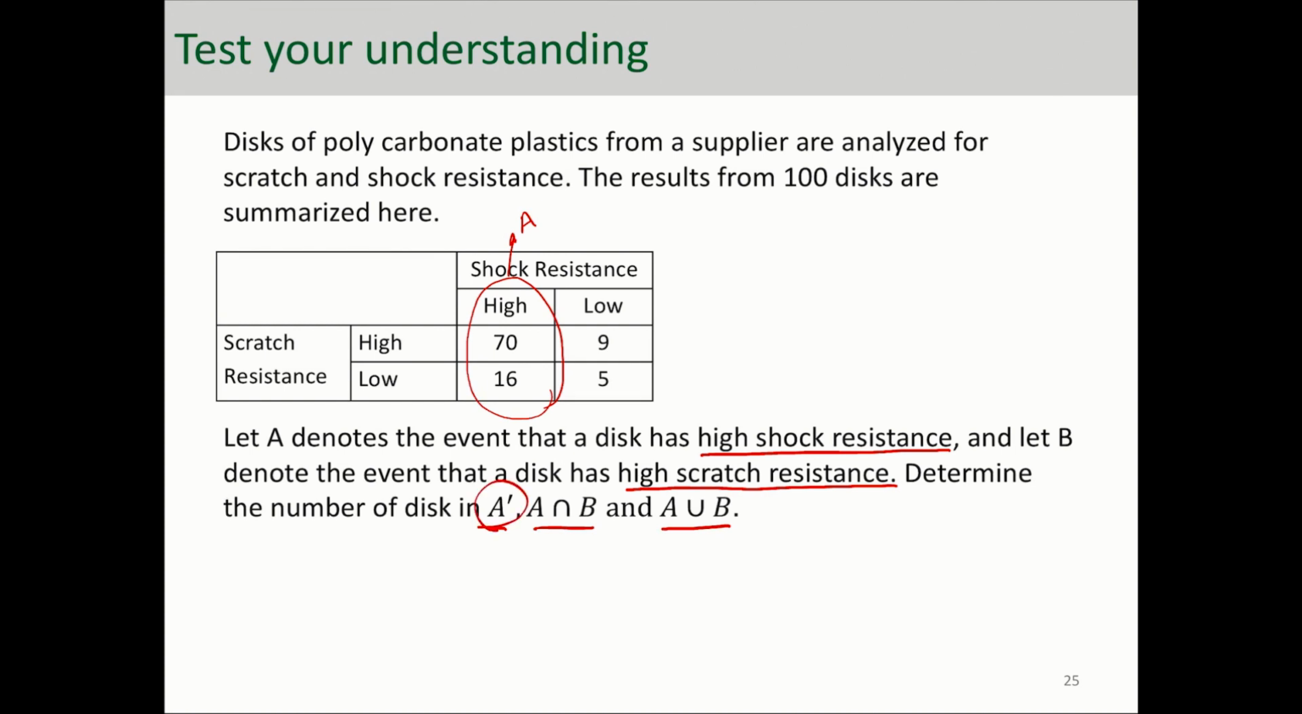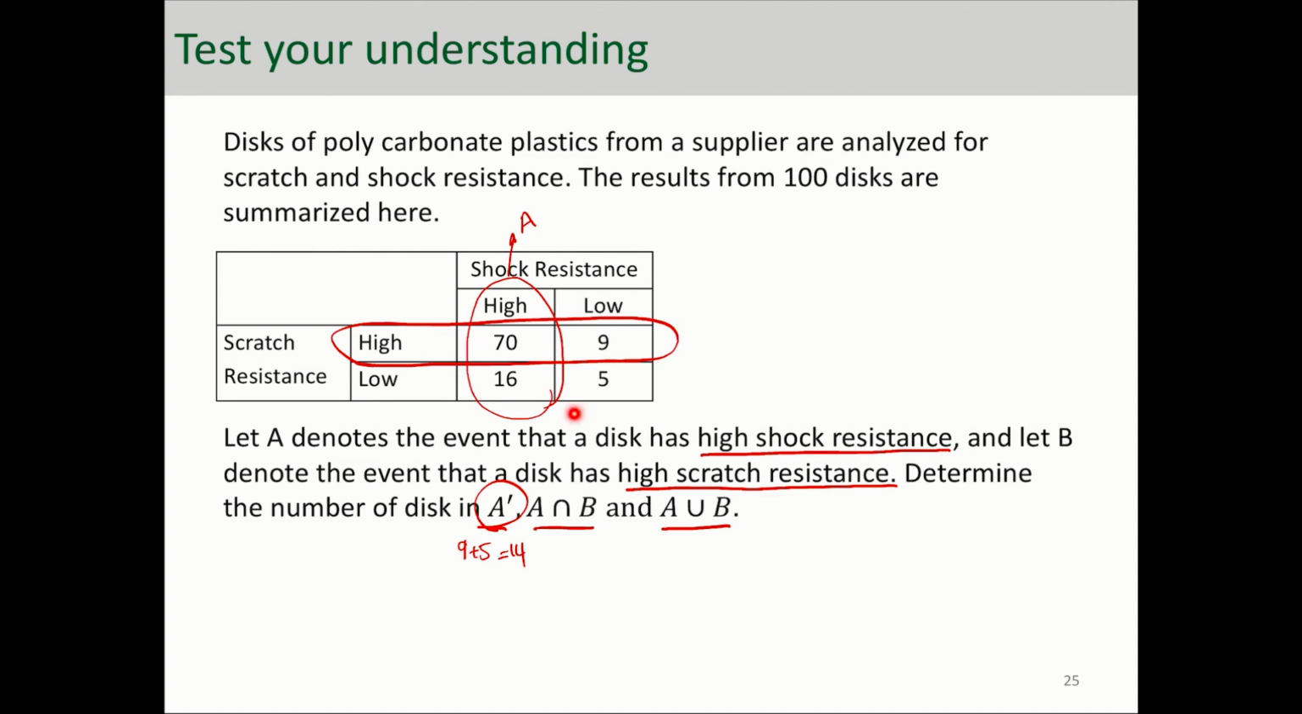So you can say that this 9 plus 5 is basically A prime. So however you want to look at it, 100 minus 86 or 9 plus 5 is the number of disks in A complement. So I would say 9 plus 5 is basically 14 disks in A prime. A intersection B. B is high scratch resistance, so basically this is B.